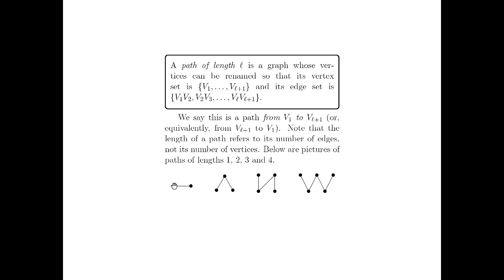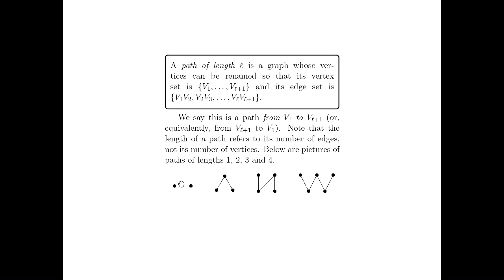Here's a path. So let's have a quick look at the definition. A path of length L has L plus 1 vertices. Now we don't care what they're called, but what's important is that we could label them V1 up to V(L+1). Then our edges would be between V1 and V2, between V2 and V3, between V3 and V4, all the way up to VL and V(L+1). So we could put it all in a line, is the idea here, right?